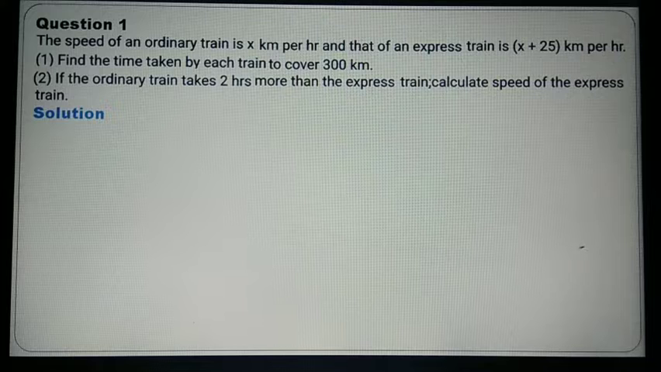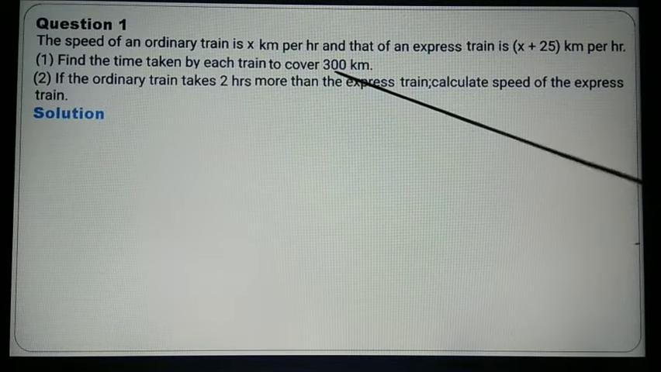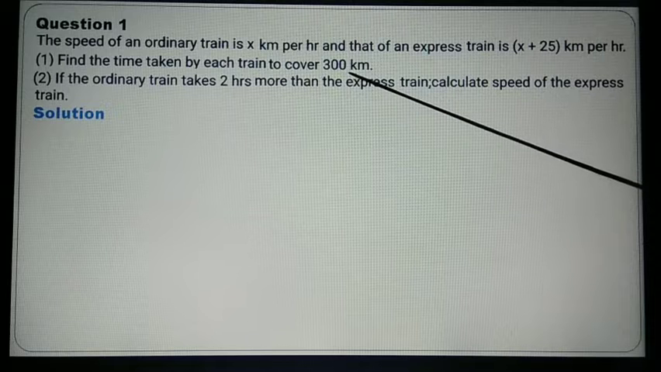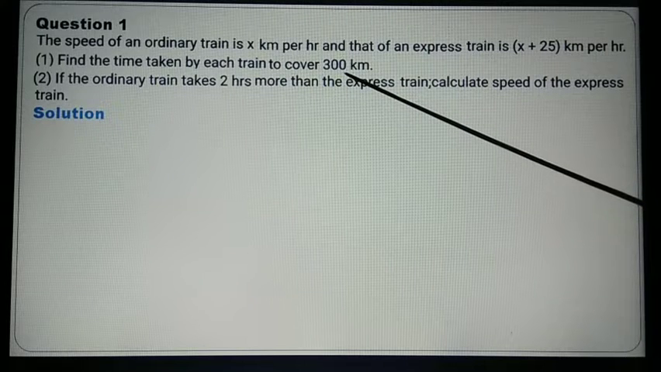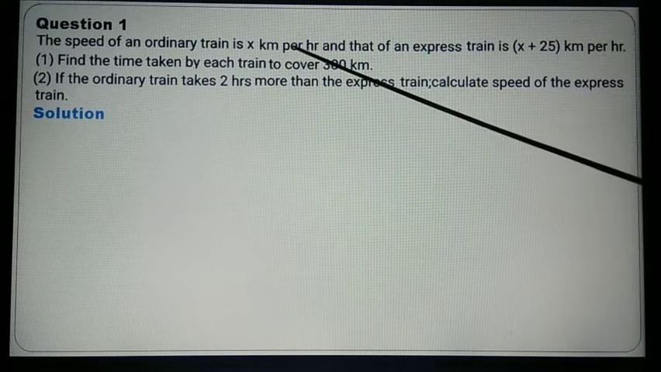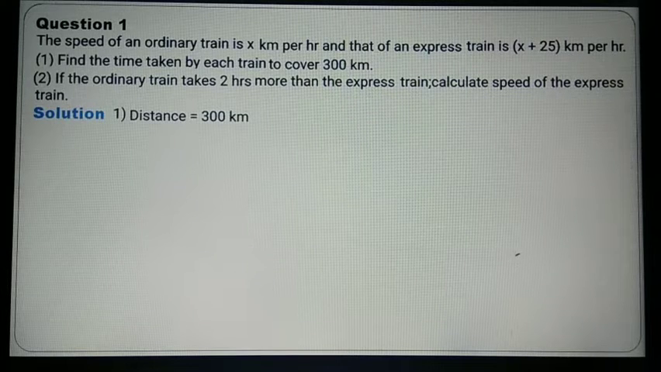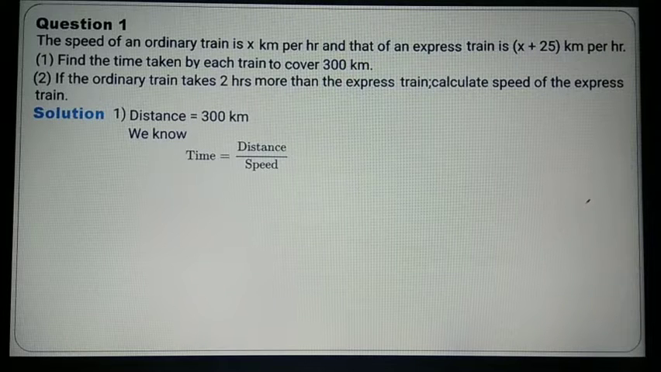You need to first find the time taken by each train to cover a distance of 300 kilometers. Here the distance is given to be 300 kilometers, and for the ordinary train the speed is x kilometer per hour, and for the express it is x plus 25 kilometer per hour. Let's begin the problem. Distance equals 300 kilometers, and we know that time is given by distance by speed.